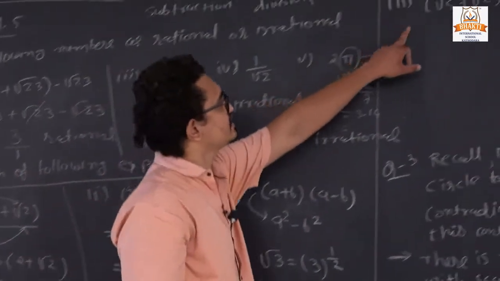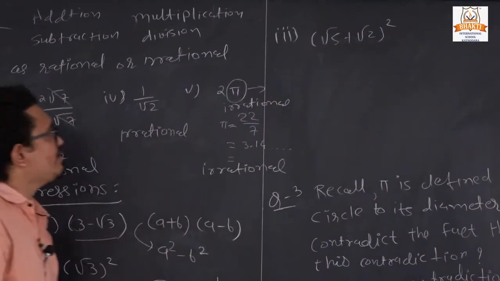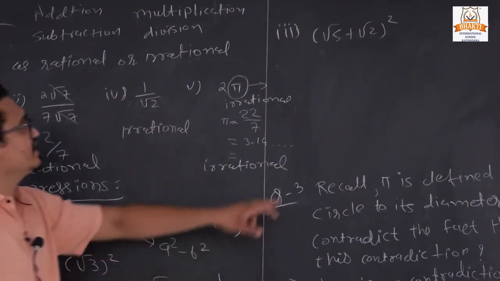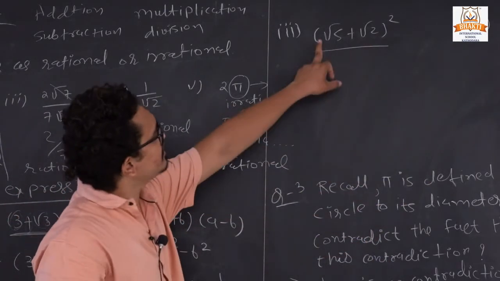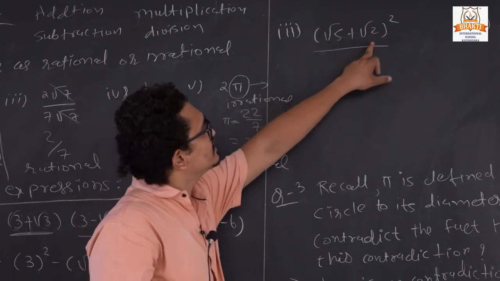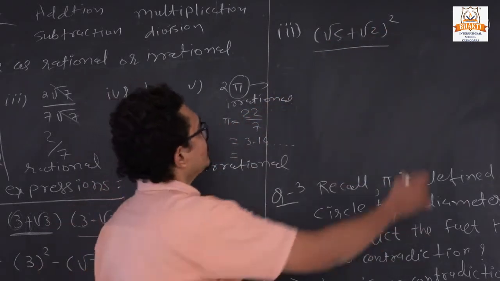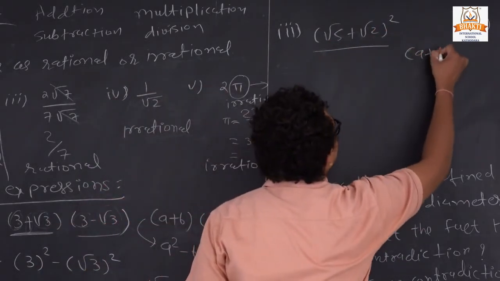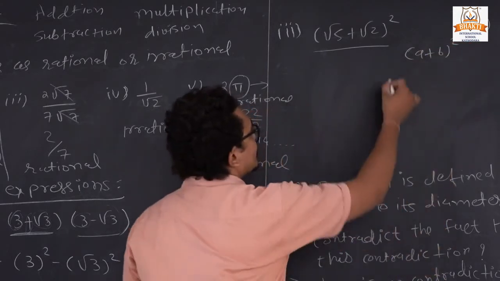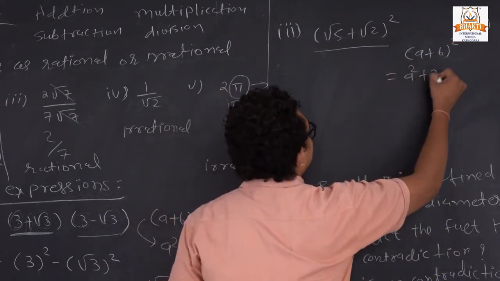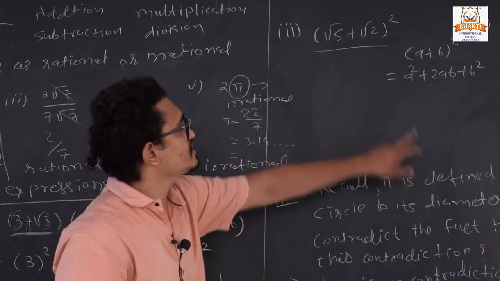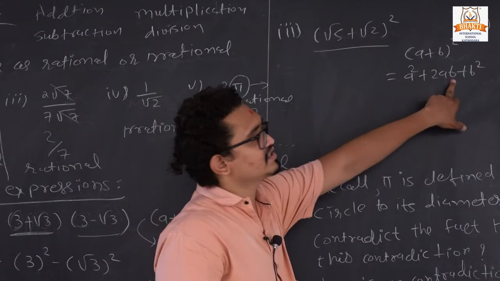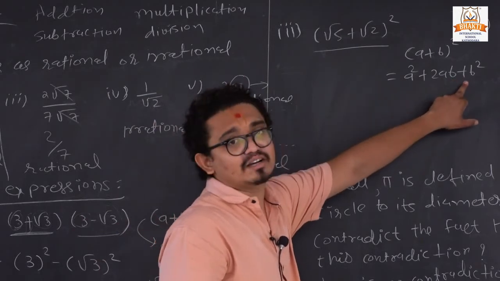Now the next case. In the next case, what happens? See, here once again we have one formula, if you remember. Which formula? A plus b all square. So we can use that formula. What is its expansion? A square plus 2ab plus b square. First term square, 2 into first term into second term, plus second term all square.